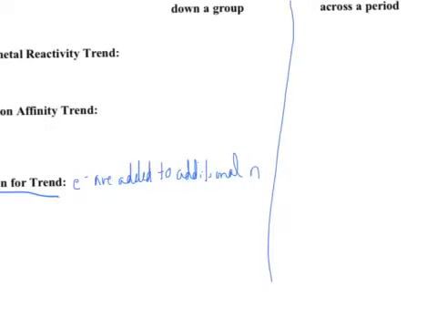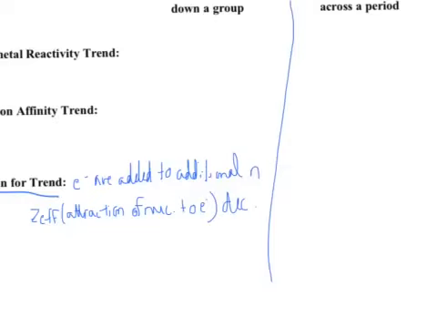Since they're added to new energy levels, they're farther and farther away from the nucleus. The second thing you usually want to mention is Zeff, which is the attraction between the protons in the nucleus and the electrons. Since the electrons are being added to new energy levels, that attraction decreases. So I'm going to write that down: Zeff, which is the attraction of the nucleus to the electrons, decreases. There's not as much attraction.